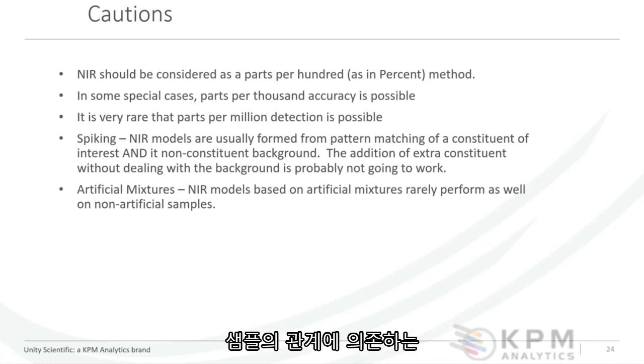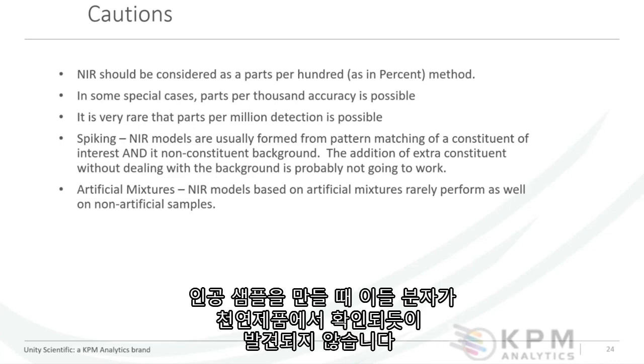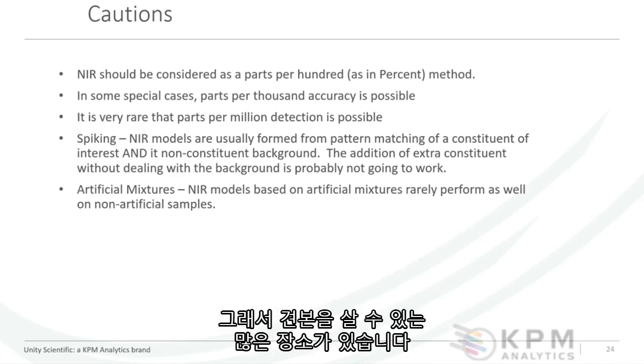We're relying on the relationships of our samples and specifically looking at these chemical bonds. And the chemical bonds vary even depending upon the environment that these various molecules find themselves in. In general, when you're making artificial samples or you're spiking, these molecules are not found and do not look the same as they do in a natural product. So there are a number of cases where we can spike samples.